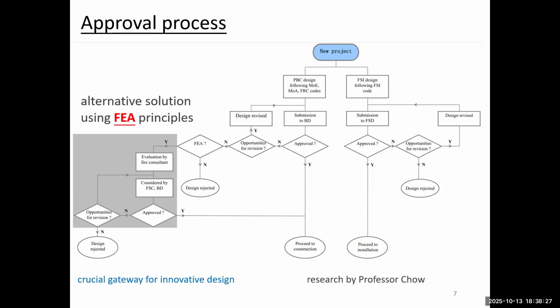You don't just submit the standard plans. Instead, a fire consultant can create a report using computational simulation. This report will show, with a powerful smoke extraction system, that the atrium is actually safer than if you used the shutter. So you submit this FEA report to the building department and the fire service department. They review the engineering analysis, and if they are convinced, your innovative design will get the green light.